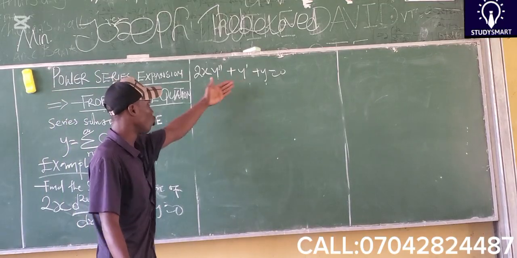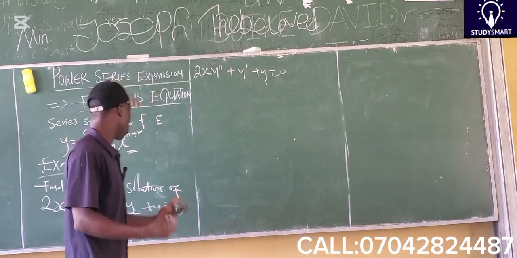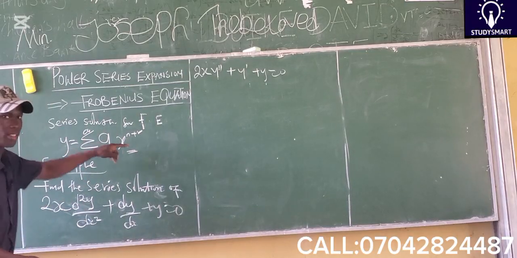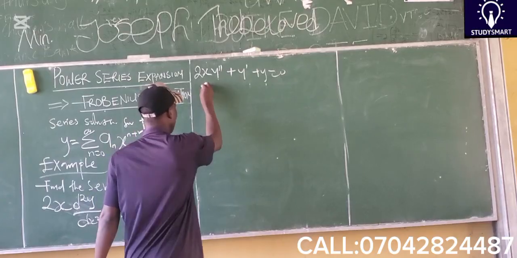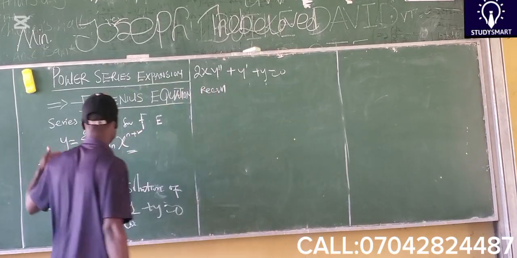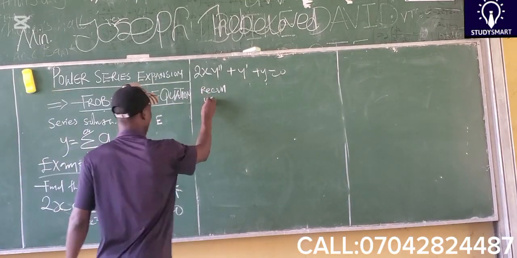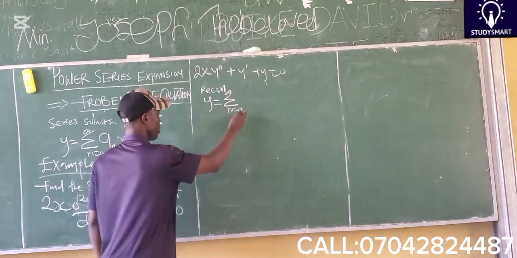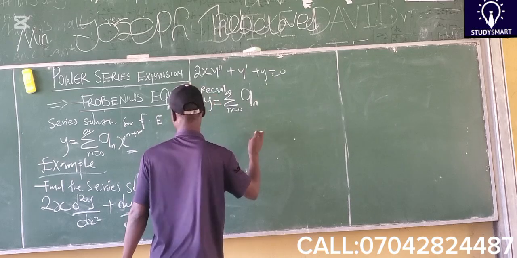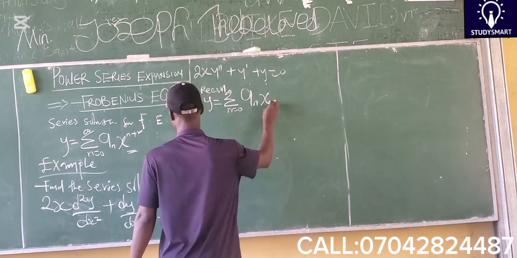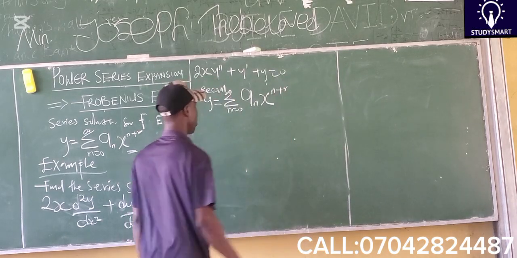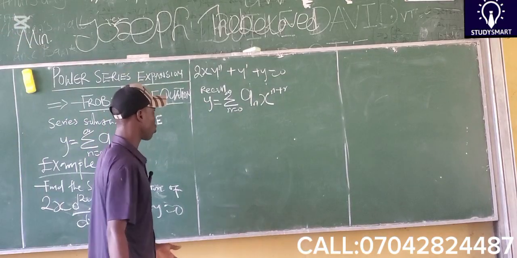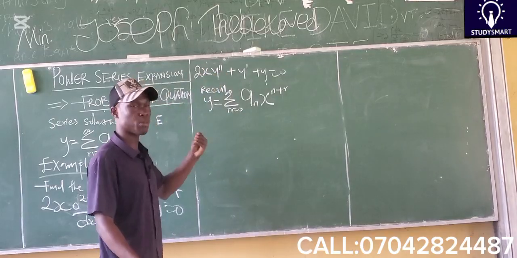We are using the Frobenius method to solve this differential equation. And I told you that the series solution for the Frobenius equation is this. So we are going to record that the series solution for the Frobenius equation is y equal to the summation n equal to 0 to infinity of a subscript n, x to power n plus r. So that is the series solution for the Frobenius equation.